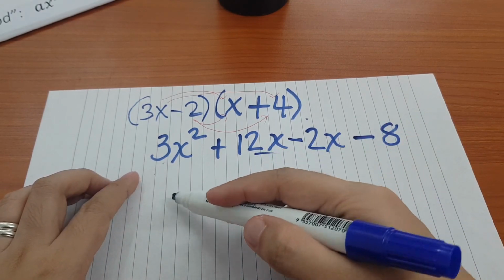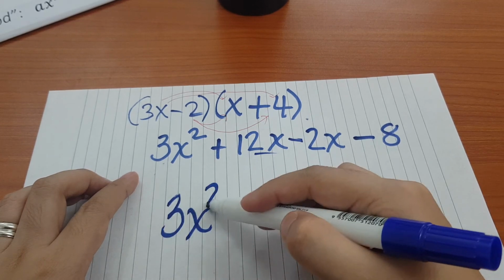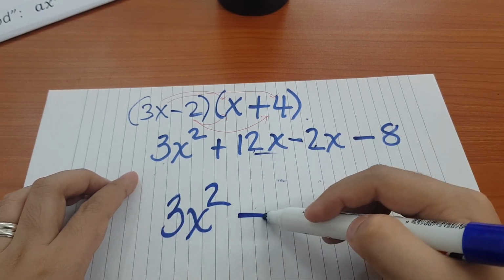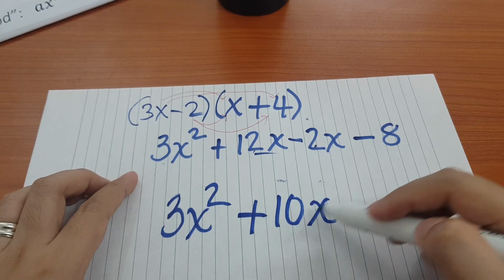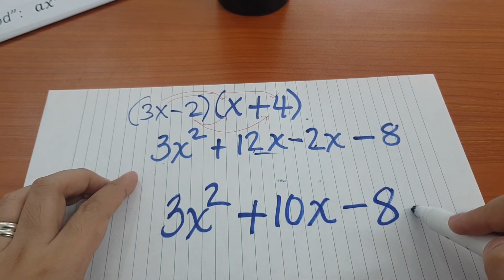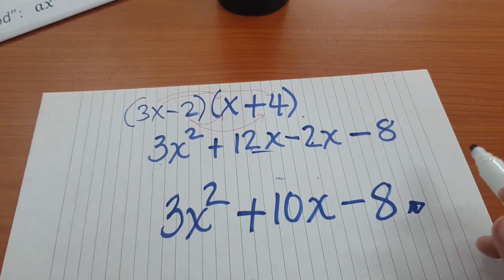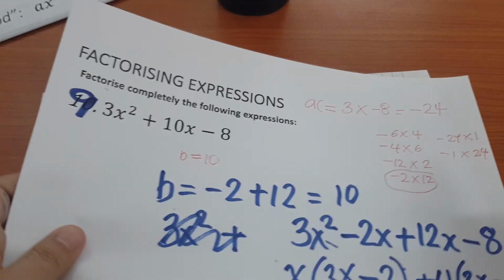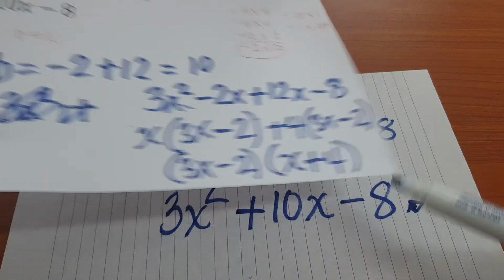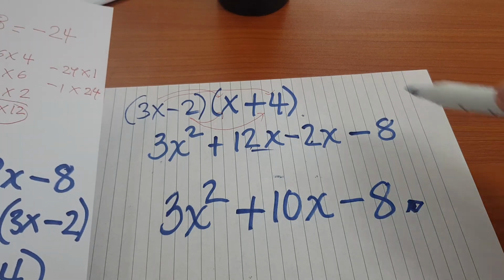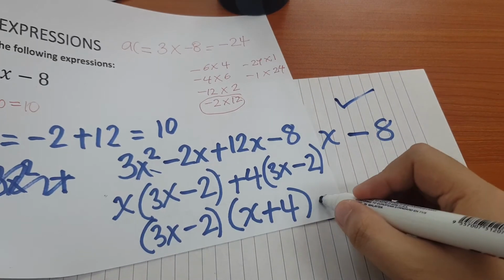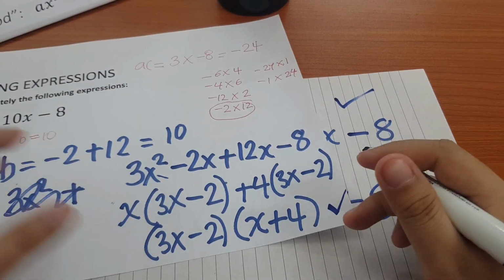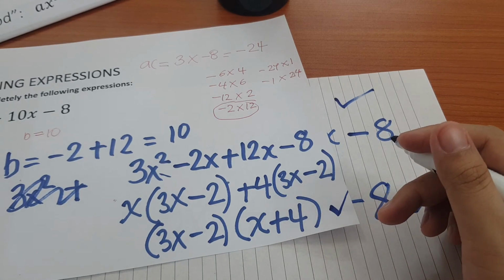Remember, simplify the expression. So this will be 3x squared, 12x minus 2x is 10x, minus 8. So compare that one with our given. This is the given. This is after we expand. So that means this is the right factor for the given 3x squared plus 10x minus 8.